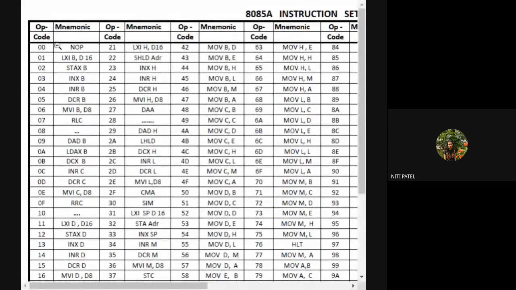In front of instructions, can you see some numbers, 00, 01, 02, 03, 04, 05, like this? Yes. So what will I do? If I have an instruction NOP, I will not type NOP on this kit. What I will type is 00. If I have an instruction LXI B comma D16, what will I type? I will type 01 on the kit. If I want to type INX B, how will I type? I will type the code 03.